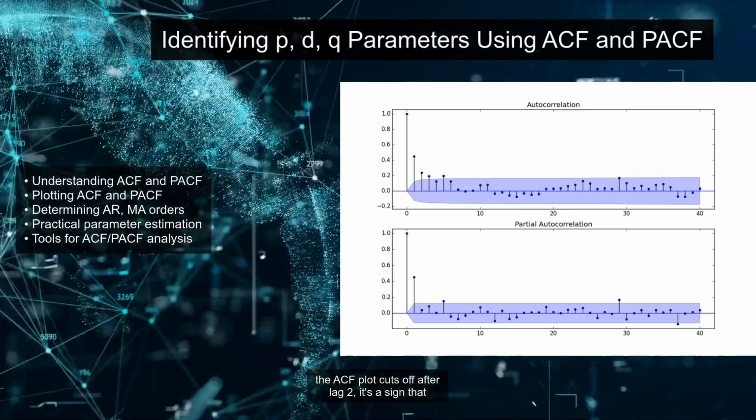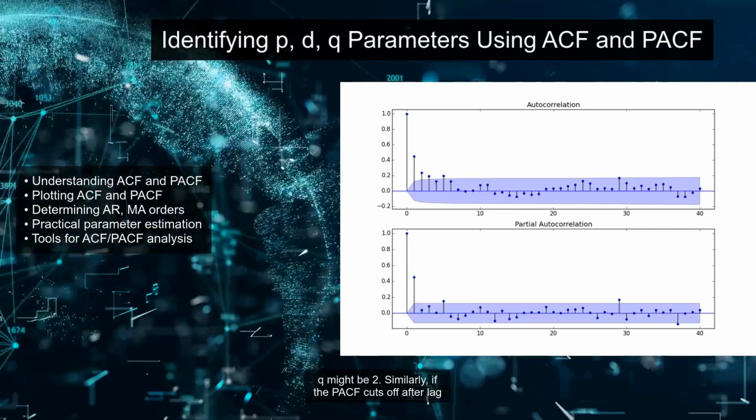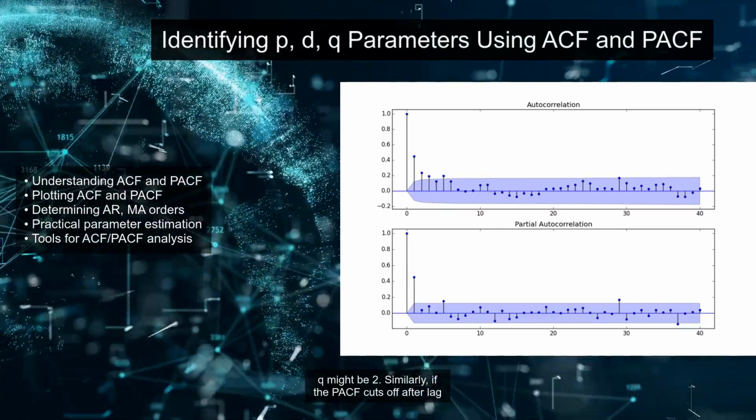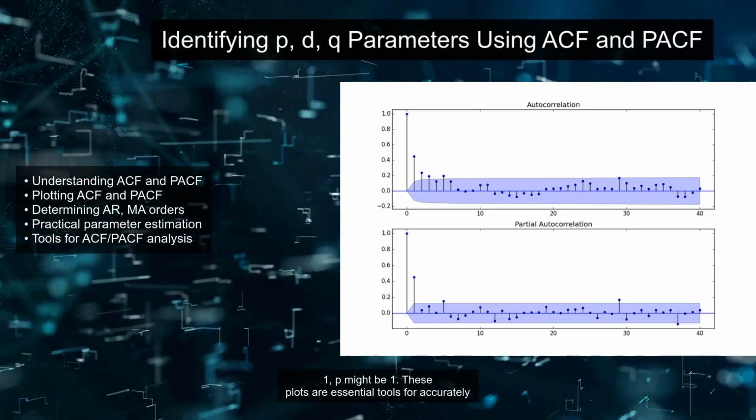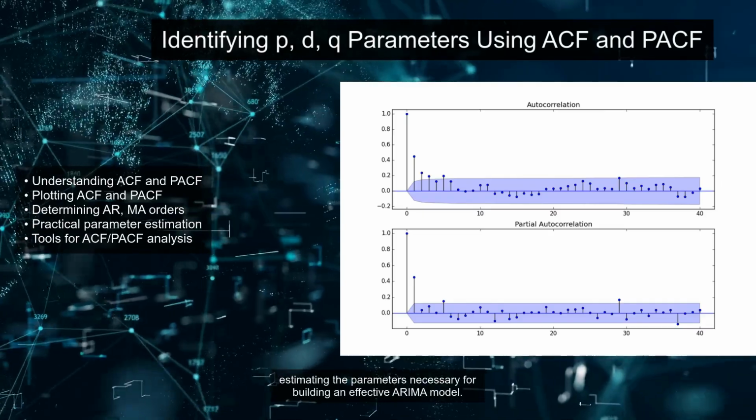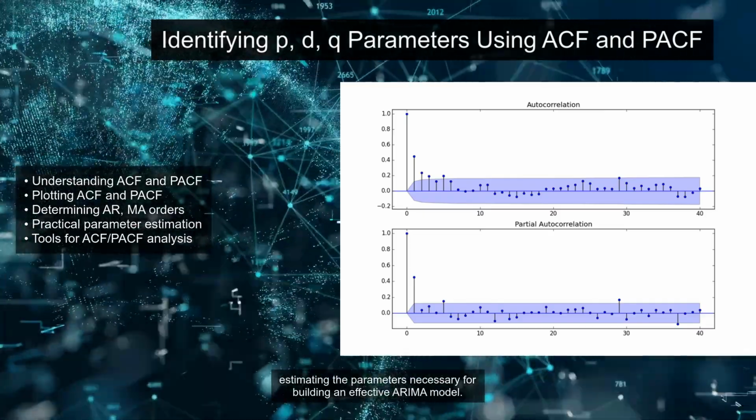For example, if the ACF plot cuts off after lag 2, it's a sign that q might be 2. Similarly, if the PACF cuts off after lag 1, p might be 1. These plots are essential tools for accurately estimating the parameters necessary for building an effective ARIMA model.